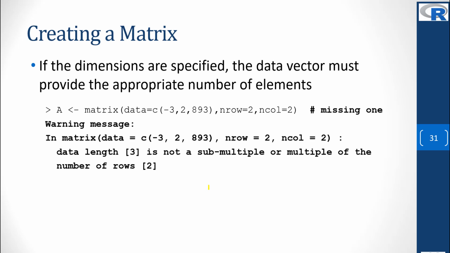If you specify the data and the dimensions, you need to make sure that your data vector has enough values to fill those dimensions. So here we're specifying the matrix. We're giving 3 values instead of 4. We're saying we want a 2 by 2 matrix, but it can't do that with 3 values. And so we get a warning that we don't have the correct number of multiples. Now, interestingly enough, I'm not printing out the result here. Let's try this and see what we're getting.